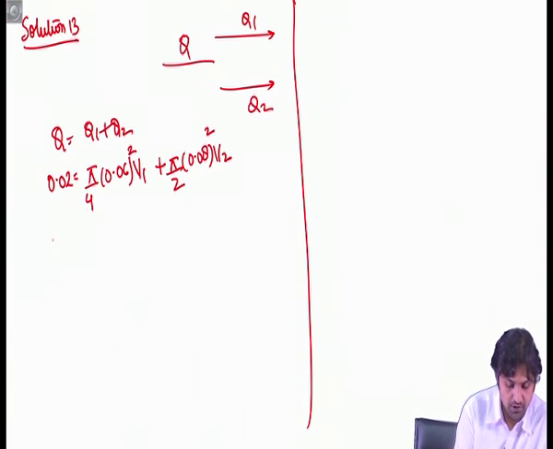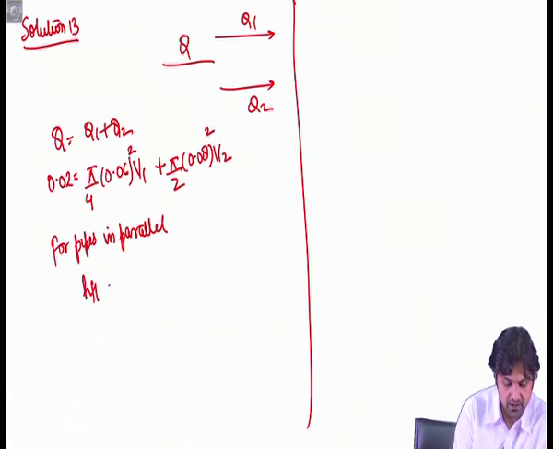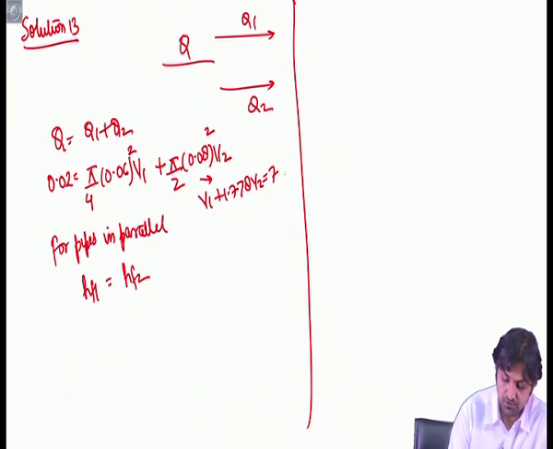All right. So, for pipes in parallel, we also know that the head losses should be equal in both pipes. So, this can be written as V1 plus 1.778 V2 is equal to 7. If you solve this, it will come out like this. This is the one equation that we have got from here.